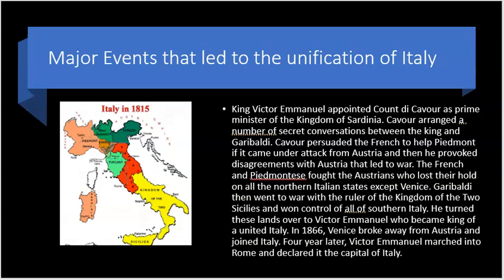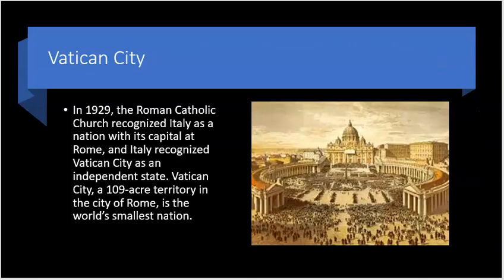Garibaldi then went to war with the ruler of the Kingdom of Two Sicilies and won control of all southern Italy. He turned these lands over to Victor Emmanuel, who became the king of a united Italy. In 1866, Venice broke away from Austria and joined Italy. 4 years later, Victor Emmanuel marched into Rome and declared it the capital city of Italy.